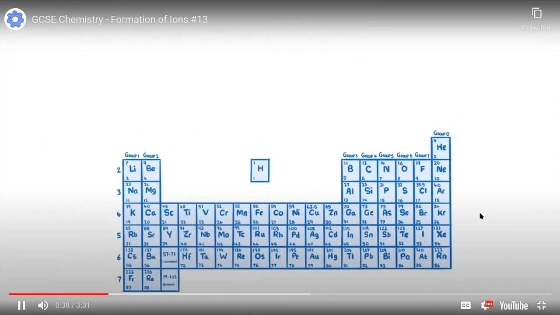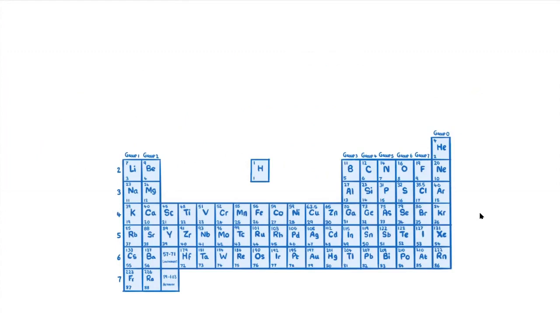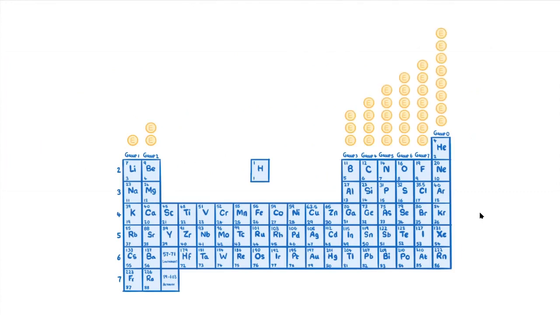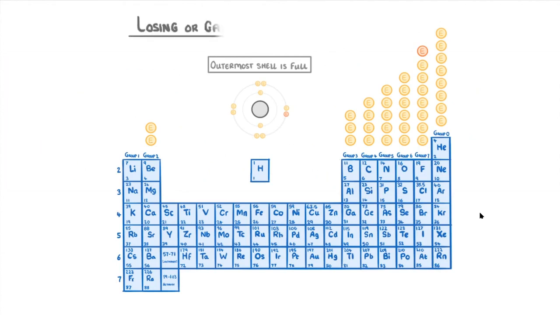Now, one of the interesting things about the periodic table is that the group number tells us how many electrons the atoms of that group have in their outermost shell. So group 1 elements have 1 electron in their outermost shell, group 2 elements have 2, and so on. In order to become stable though, atoms need to lose or gain electrons until their outermost shell is full. But losing and gaining electrons requires energy. So the atoms who only have to lose or gain 1 or 2 electrons are much more likely to do so and form ions, because it requires less energy.